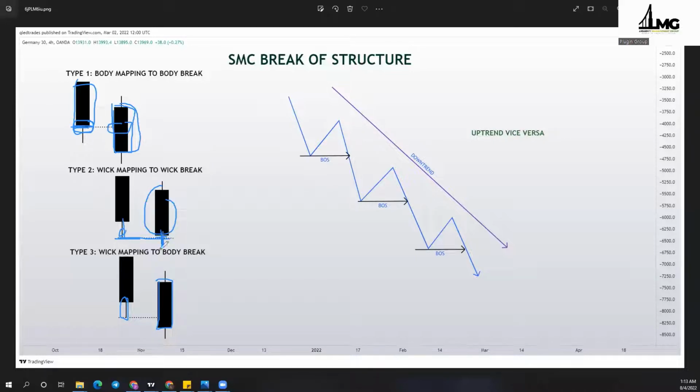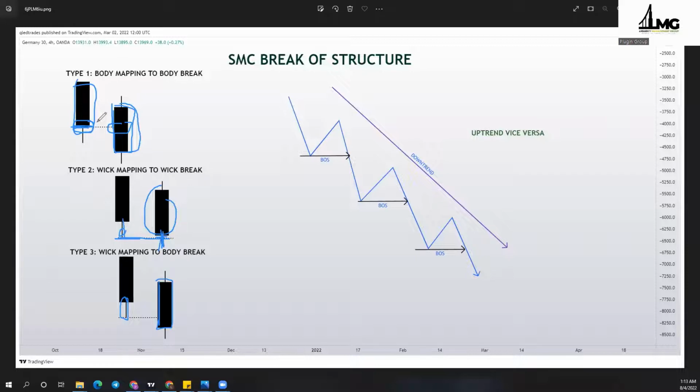So the wick is the one that breaks here, and then this one we consider a body break, because the body is what breaks this wick right here, right? And then this one we get the body mapping to body break. You see a body breaking the previous candle's body, right? So these are the 3 kinds of break of structure that you tend to see on the market, and they all have different meanings, right?